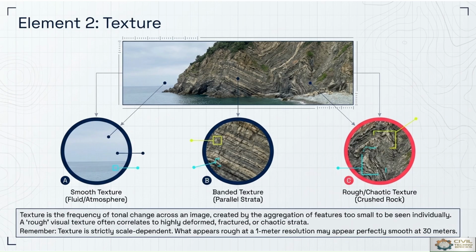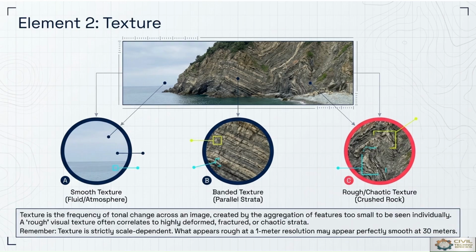With reference to the texture in the coastal region, we see the seashore area where the rocks get fragmented, or disintegration will be there. So three images: smooth texture, banded texture and rough texture. Smooth texture is due to fluid or atmospheric conditions. Second will be the banded texture, where parallel strata or layer structure will be seen. And third one will be the rough texture, where crushed rock fragments will be seen.